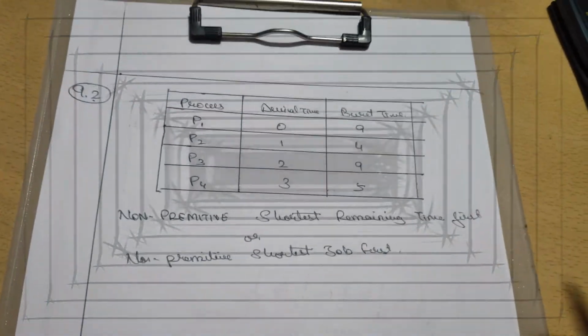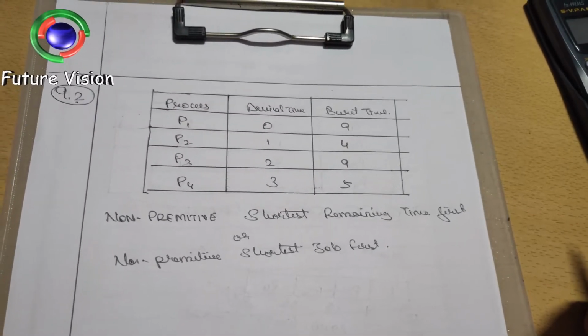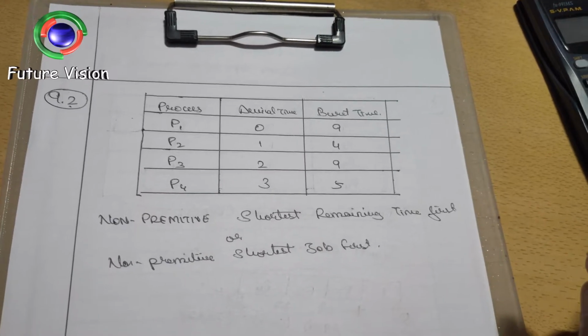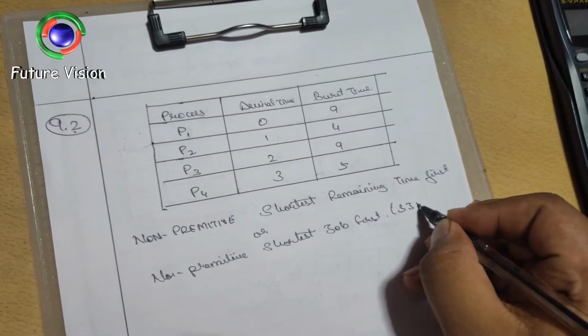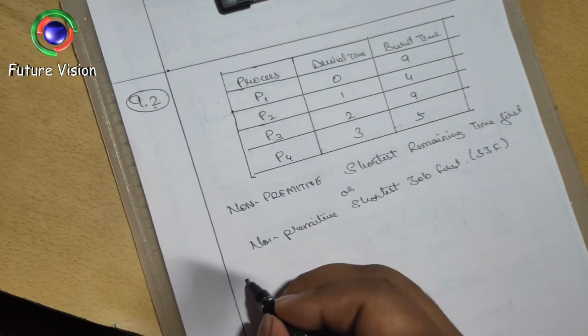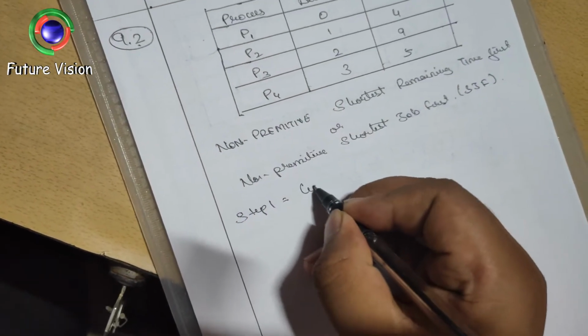Hi, in this video we will see how to solve non-preemptive shortest remaining time first or non-preemptive shortest job first, that is SJF. Always step 1, Gantt chart.